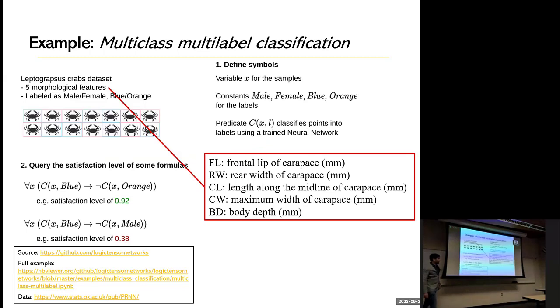Another problem dealt with classifying images of crabs based on morphological features. And so they have constraints dealing with, if the crab is classified as a blue crab, then it's not going to be orange. If the crab is blue, then it's not male, and so forth.